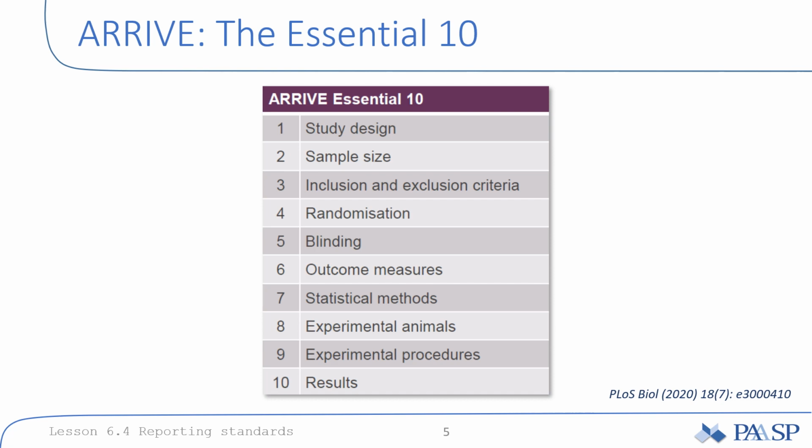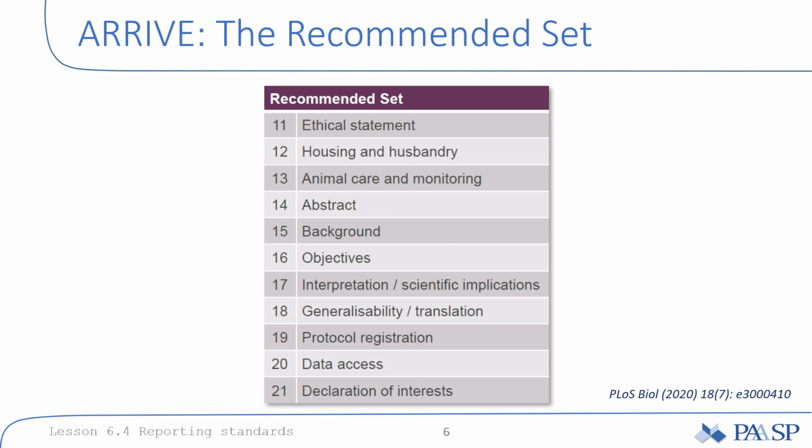Basically, the ARRIVE guidelines contain two sets of items. A list of 10 essential items contains the most critical items which really must be addressed. The essential 10 describe information that is the basic minimum to include in a manuscript, as without this information, reviewers and readers cannot confidently assess the reliability of the findings presented. It includes details on the study design, the sample size, measures to reduce subjective bias, outcome measures, statistical methods, the animals, experimental procedures, and results. The second group, referred to as the recommended set, adds context to the study described.